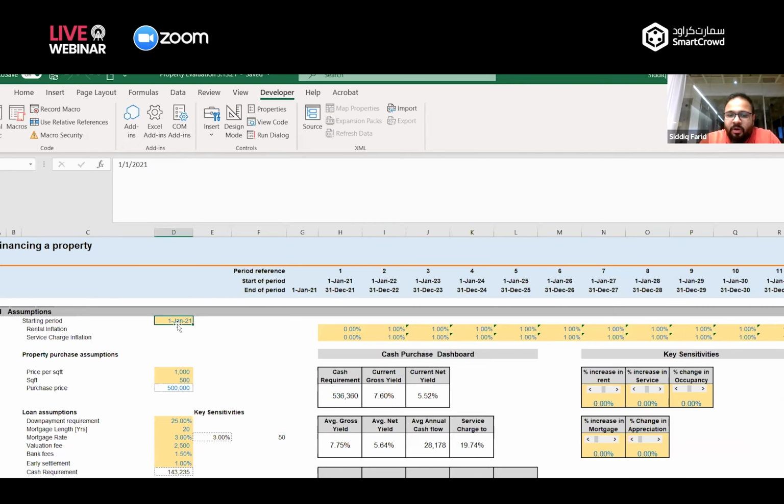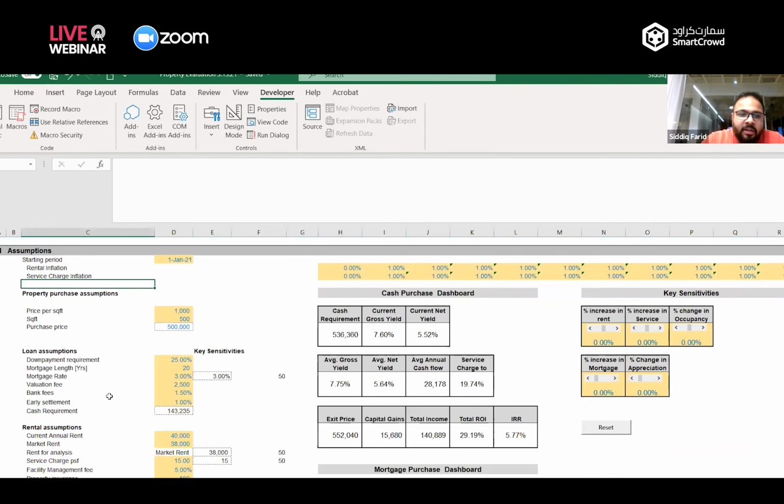So this is just a starting period. You can put any date you want in as a starting period for the time period. These first two lines are just inflation. What do you think the rent is going to increase by on a year-by-year basis, or service charges? If you don't have a view, you can keep it zero throughout and look at it assuming no increase in rent and no increase in service charges, or you can make the assumption that not every month, not every year, but every 2 years it increases by 1% or whatever that may be. You can play around with that as you see fit. We're going to focus a lot on the inputs here. Everything that's highlighted in yellow is an input.